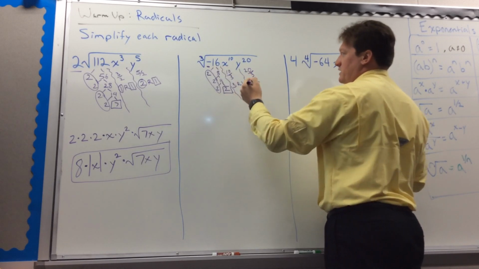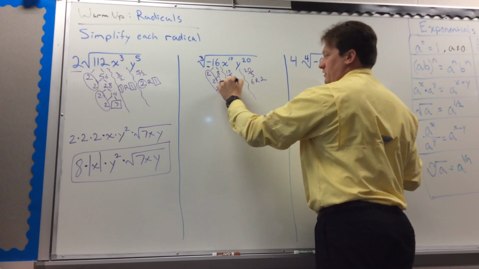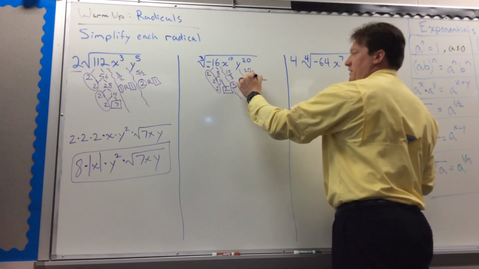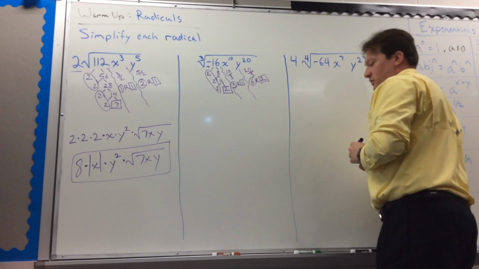So 6 times 3 is 18, 19, 20, remainder 2. That's how many are going to be left over. So cubed is going to be brought out. A single x will be left over. A 6th power will be brought out with a 2 or a square left over.